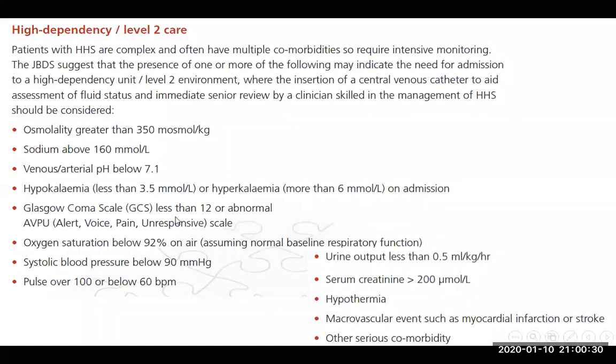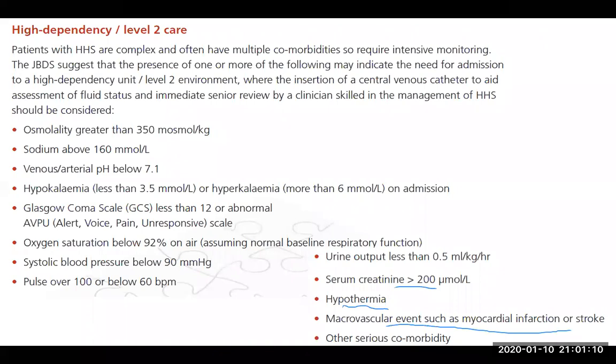The Glasgow coma scale is the same, less than 12. The oxygen saturation is the same, less than 92. The systolic blood pressure is the same, less than 90. The pulse is the same, over 100 or less than 60. And this is another criterion added for hyperosmolar: urine output less than 0.5 ml per kilogram per hour, or serum creatinine more than 200 micromole per liter, or hypothermia, or a macrovascular event like an MI or a stroke, which is very common in hyperosmolar hyperglycemic state, or other serious comorbidities.